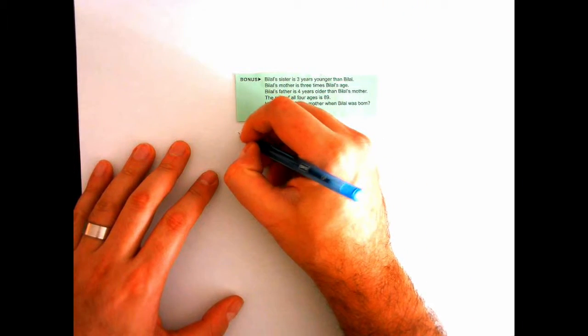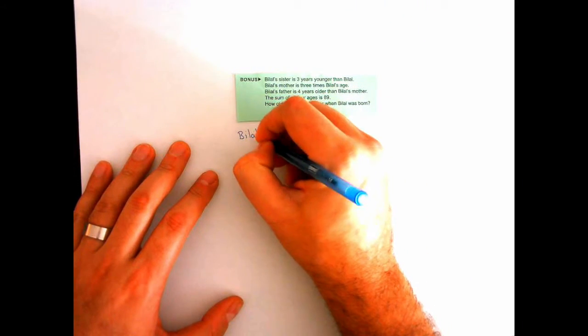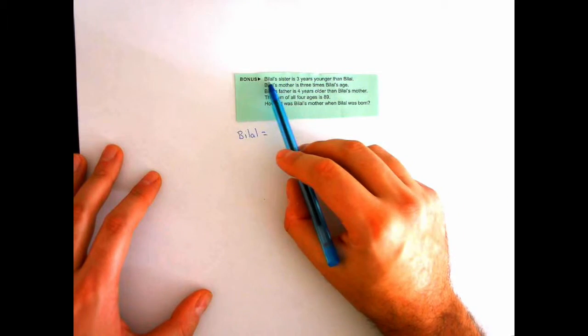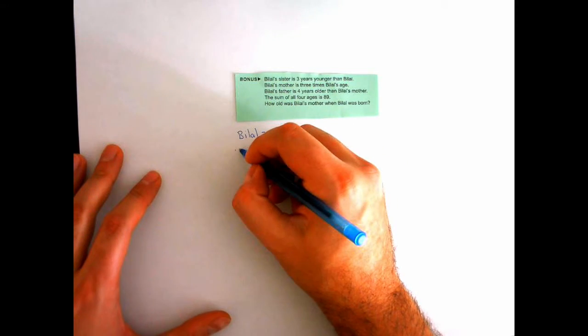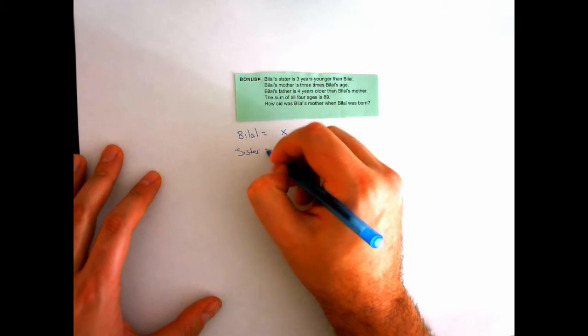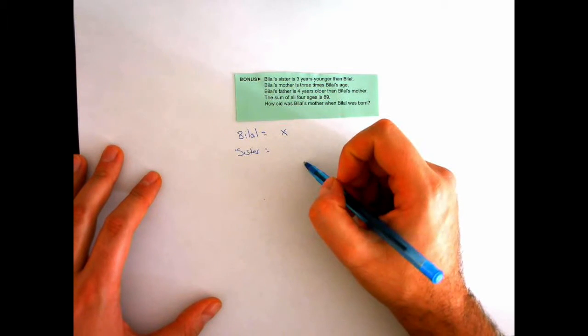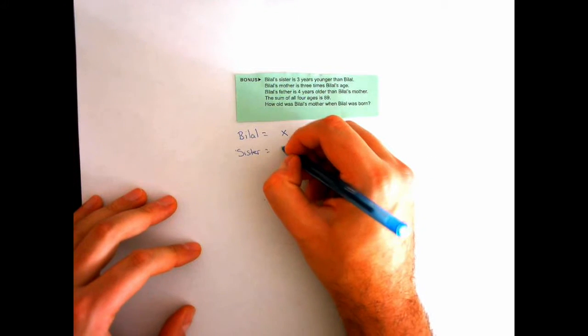Okay, so let's write this down. Bilal is x. Let him be that variable. So now we have some important information. So let's look at sister. Bilal's sister is 3 years younger than Bilal. How can we represent his sister algebraically? x minus 3. Because we don't know how old Bilal is. We don't want to do guess and check because it's going to take too long.